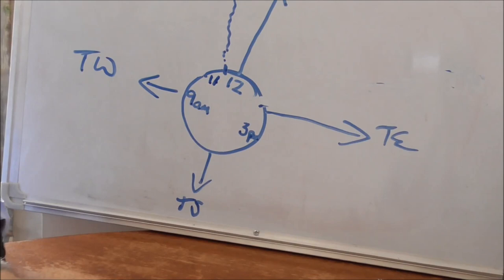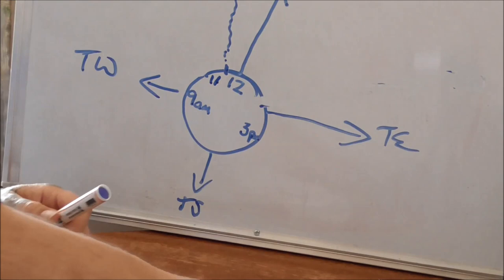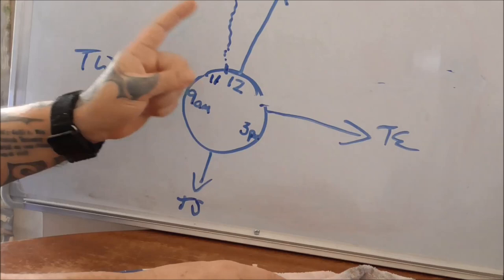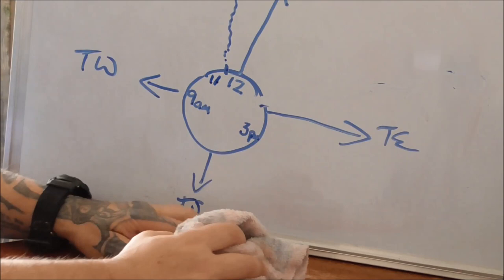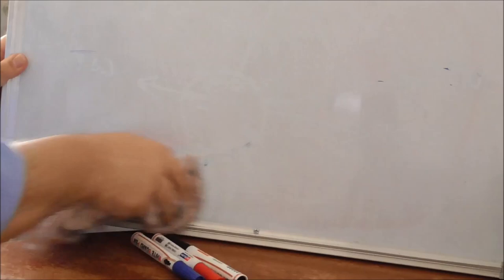Okay, so that's how we find north, south, east or west using the sun for true north. Now remember, true north is different than magnetic north. So this is not magnetic north, this is true north. All right, so it's quite easy, but very important to know.